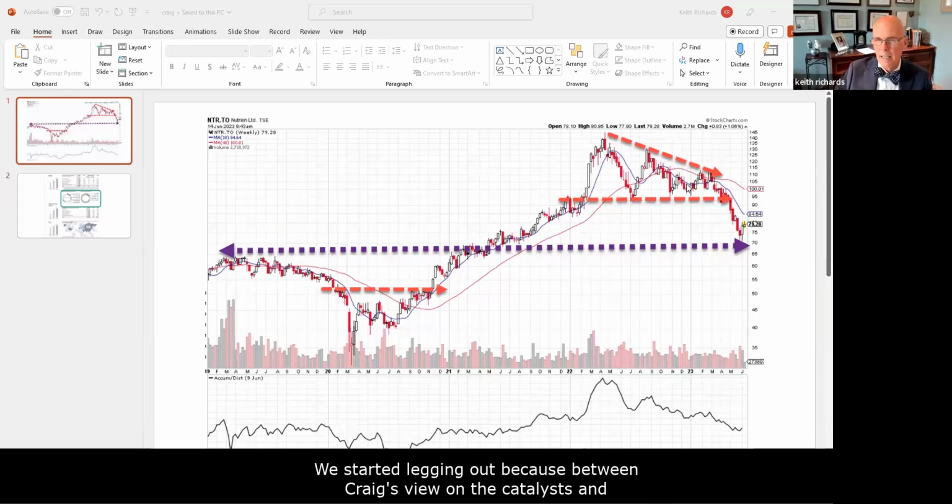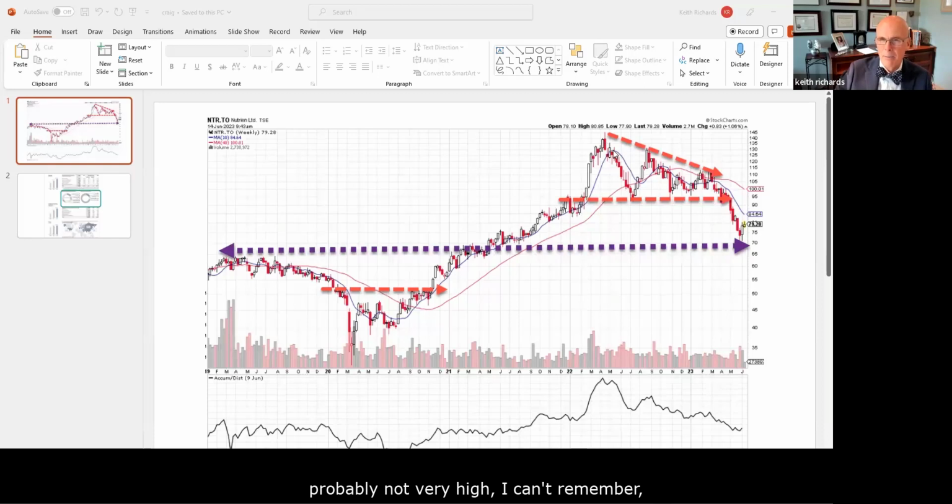We started legging out because between Craig's view on the catalysts and my view on the technicals, we were just saying, okay, we're going to leg out. So we sold some on the ballistic move, probably not very high, I can't remember, but it would have been around here, and another chunk there, and another chunk there. And when it broke down, by the way, we eliminated our entire position, and so now we're looking again.